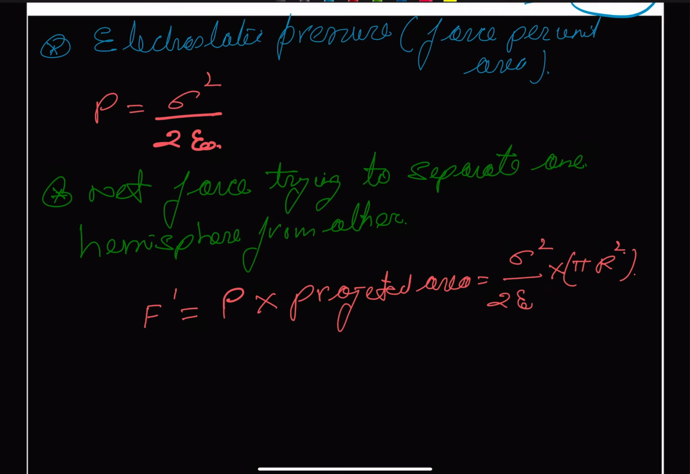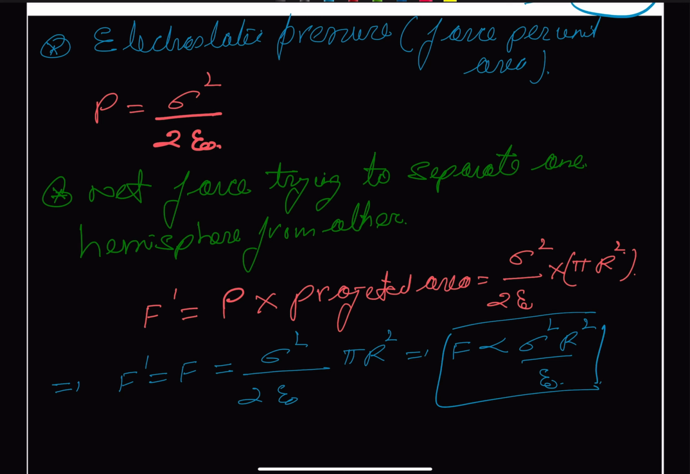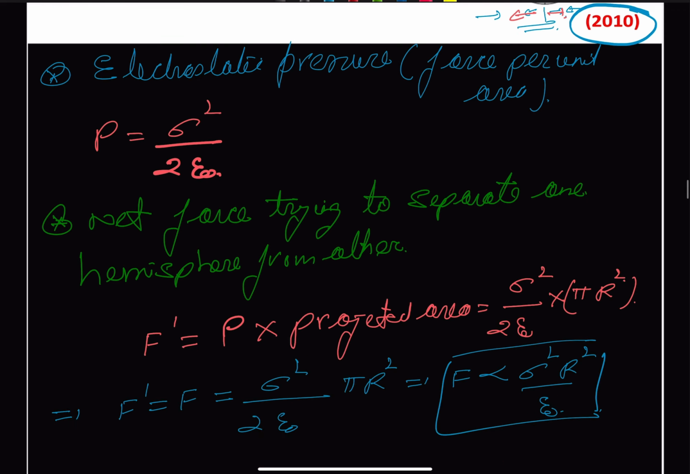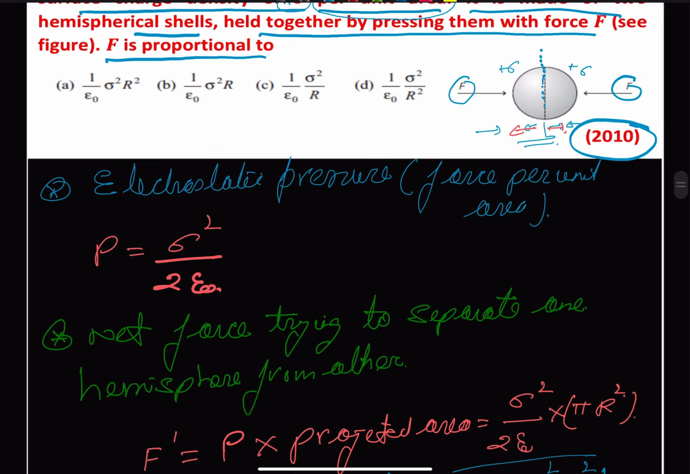And this will be our F prime because it is held tightly. So F prime should be equal to F, which is sigma square upon 2 epsilon naught times pi r square. So we can say force F is proportional to sigma square r square upon epsilon naught, which was asked. Only the proportionality was asked, and that comes as 1 upon epsilon naught times sigma square and r square. So option number A is the correct one.